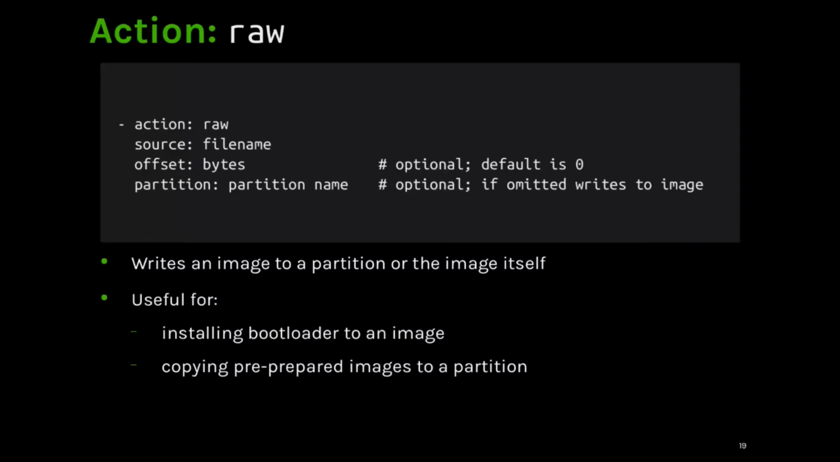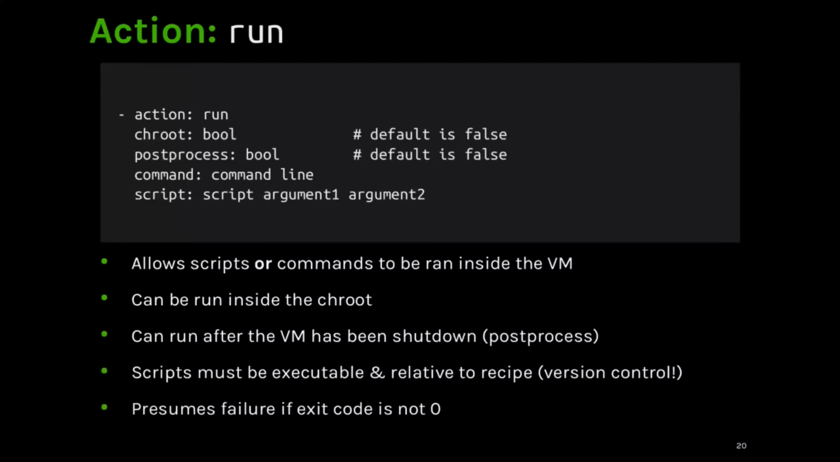So then the raw action is used to write images to the partition, or well, it's used to write images to the image, if that makes any sense. So you can use this to install bootloaders. So for instance, you can write U-boot to a certain offset of the partition or the image itself.